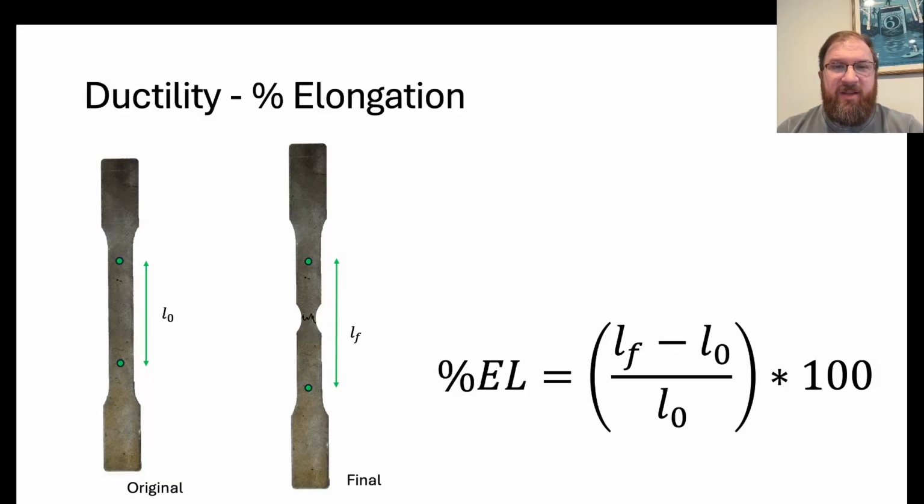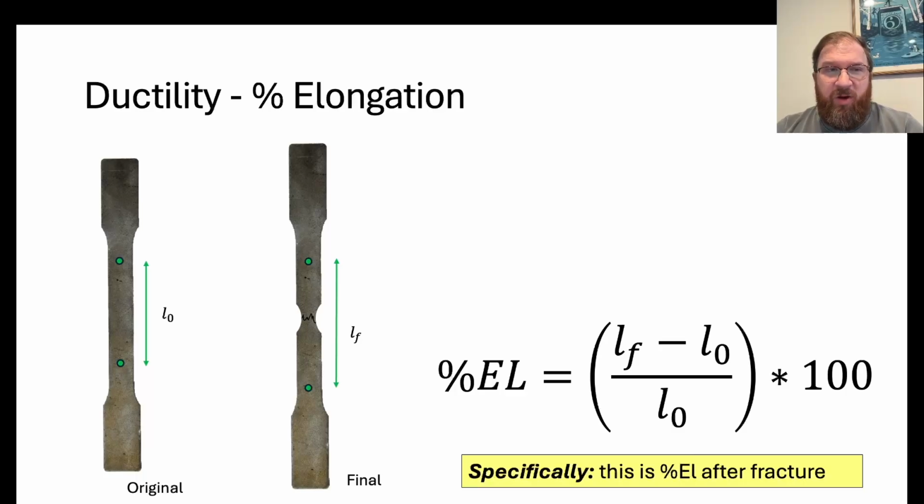But for this, if we have access to the dog bone, we're going to gently put these pieces back together. So this is our fracture surface. You see the necking that's happened here. And we're going to measure the distance between those dots, so the gauge length after the test. So that would be LF. Those are the only things we need to know, the original length and the final length, and we can calculate the ductility. Just want to make one thing clear: this is percent elongation specifically after fracture, because it's taken after fracture.